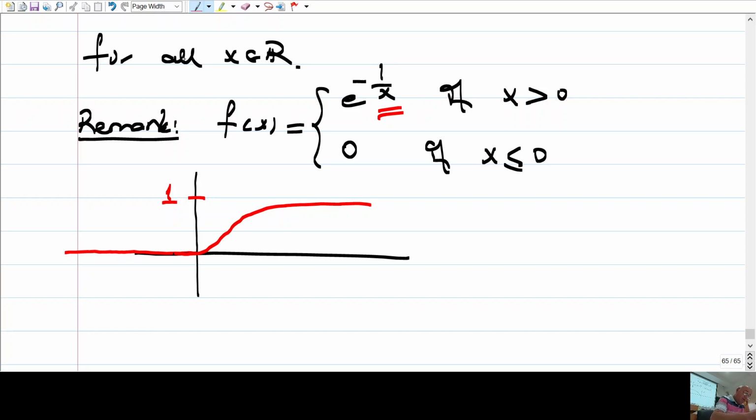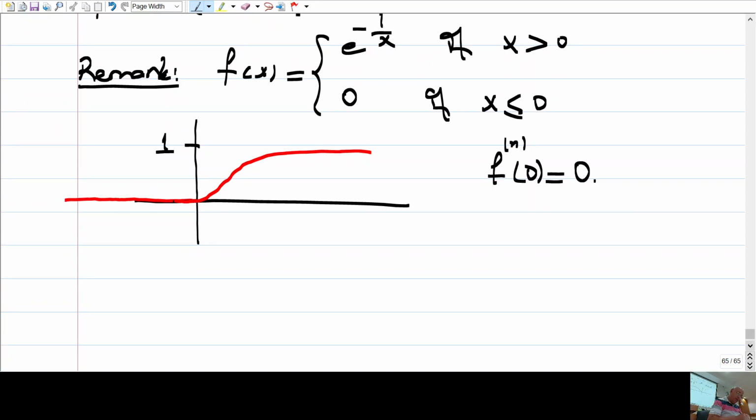And it turns out that you may compute the derivatives of this function. This is an infinitely many times differentiable function. Although it is defined piecewise, it is infinitely many times differentiable. And if you compute the derivatives of this, any derivative at 0, they are all 0.